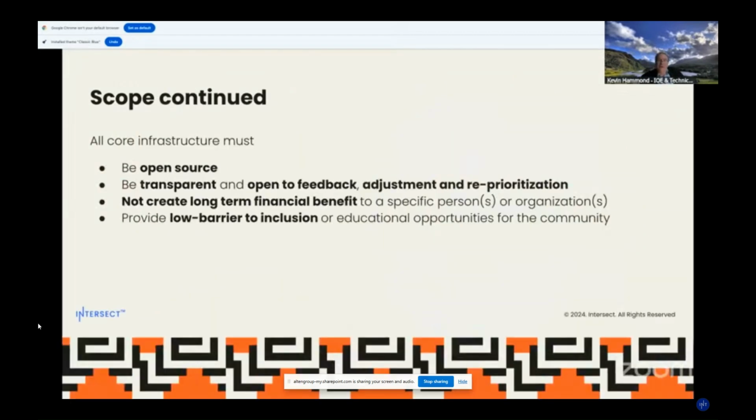And in addition, we would say that all core infrastructure that is being supported must, first of all, be open source, second, be transparent and open to feedback, adjustment, and reprioritization as necessary. So you're not being asked to make decisions for a complete period of time necessarily. It should be possible to reprioritize work in the course of the execution of that work. It shouldn't create long-term financial benefit to a specific person or organization, so it should be done for the good of the community. And it should provide low barrier to inclusion or educational opportunities for the community. So these are the criteria that we would expect to be applied to core infrastructure work.